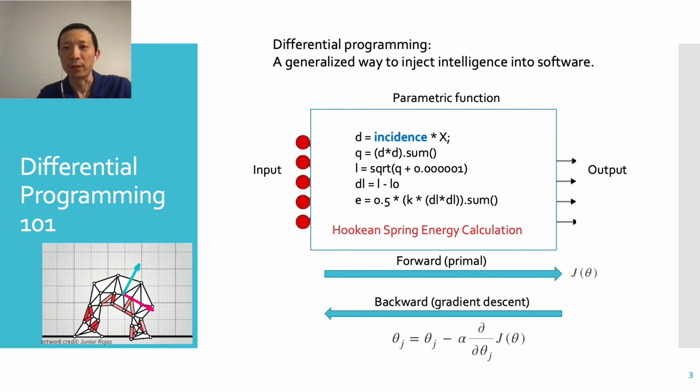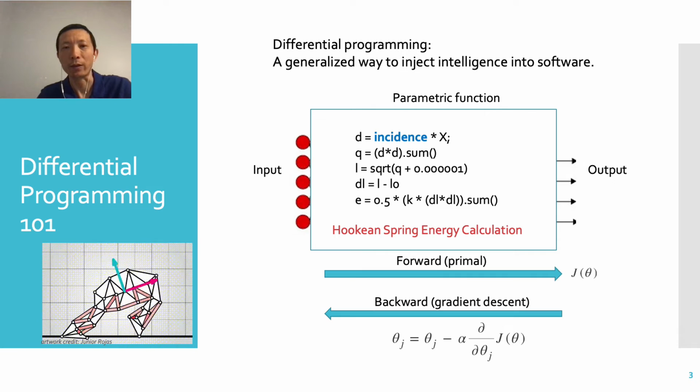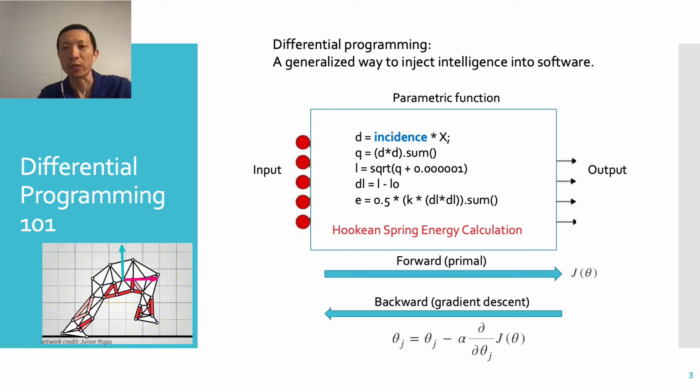If we replace the DNN with another parametric function like this one, which computes the energy of a hooking spring system, using the same gradient descent, we can make the code automatically evolve, such that the locations of the spring vertices can be automatically adjusted, and hence get such a simulation result.